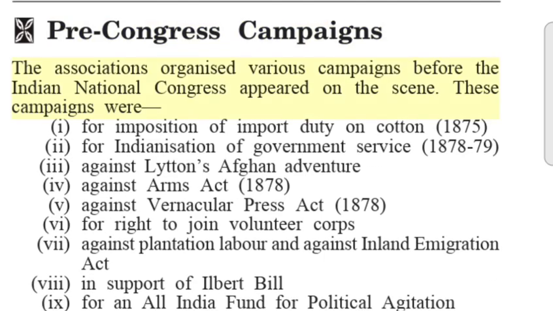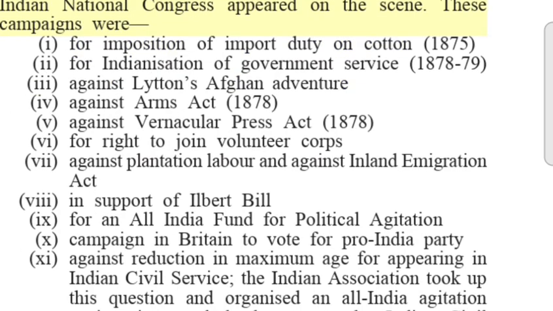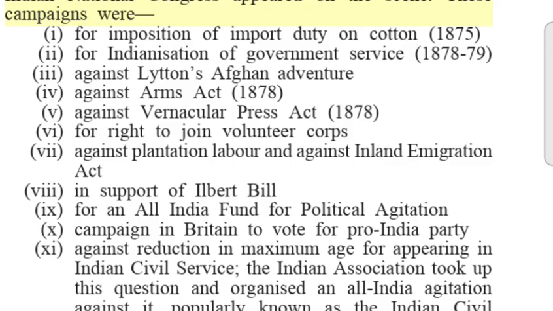Pre-Congress campaigns. The associations organized various campaigns before the Indian National Congress appeared on the scene. These campaigns were: I. For imposition of import duty on cotton, 1875. II. For Indianization of government service, 1878-79. III. Against Lytton's Afghan adventure. IV. Against Arms Act, 1878. V. Against Vernacular Press Act, 1878.